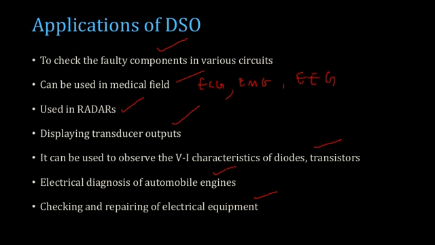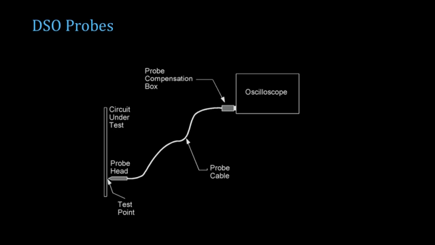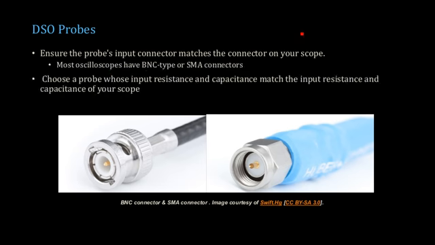Now we'll move on to the different probes for DSO. A DSO probe is the connecting wire which connects the circuit and the oscilloscope. There are different types of probes available depending on the application, so we'll look into it. What you need to ensure is that the CRO will be having a terminal, and you have to connect your probe to that particular terminal.